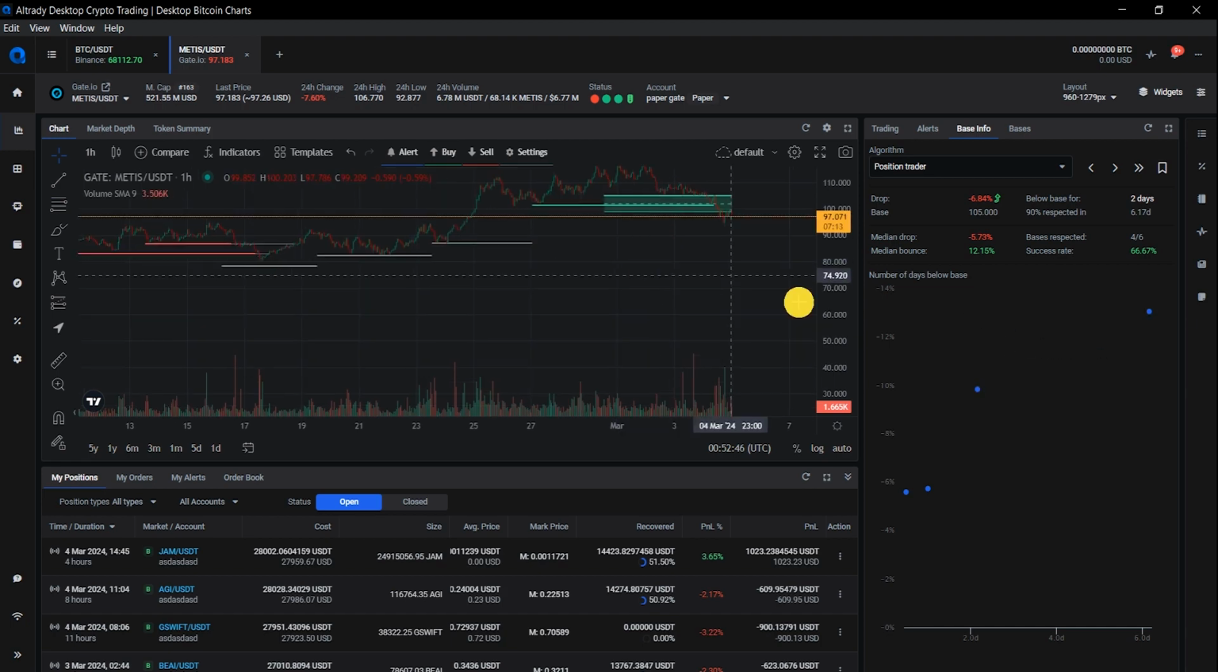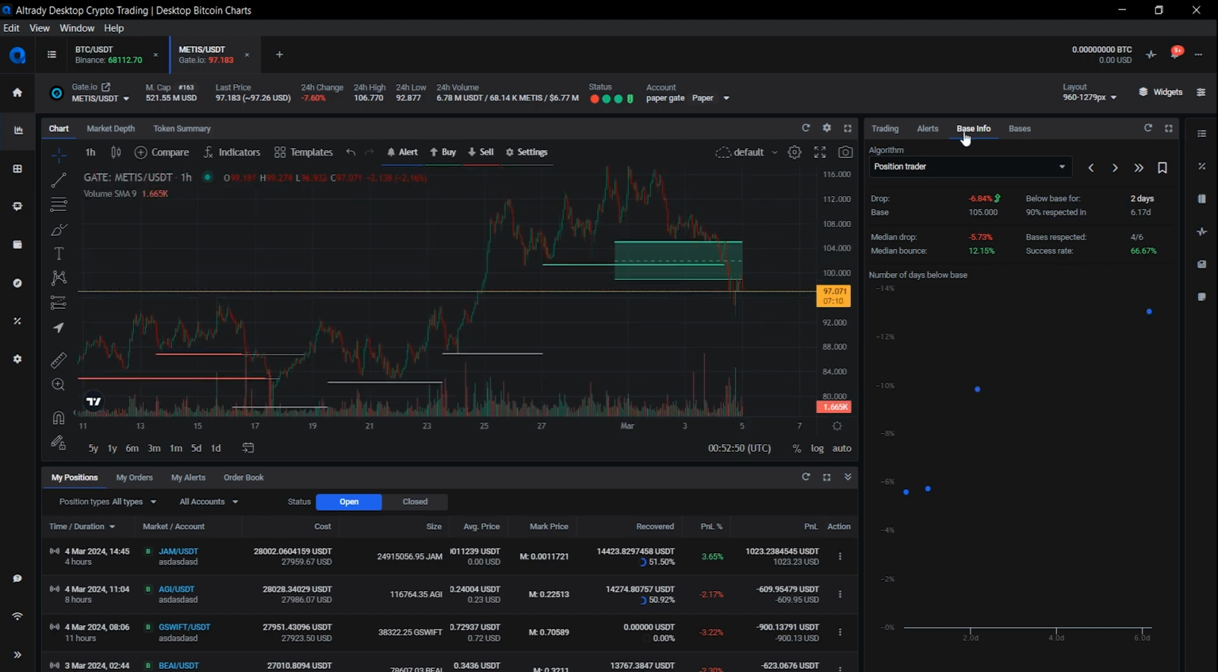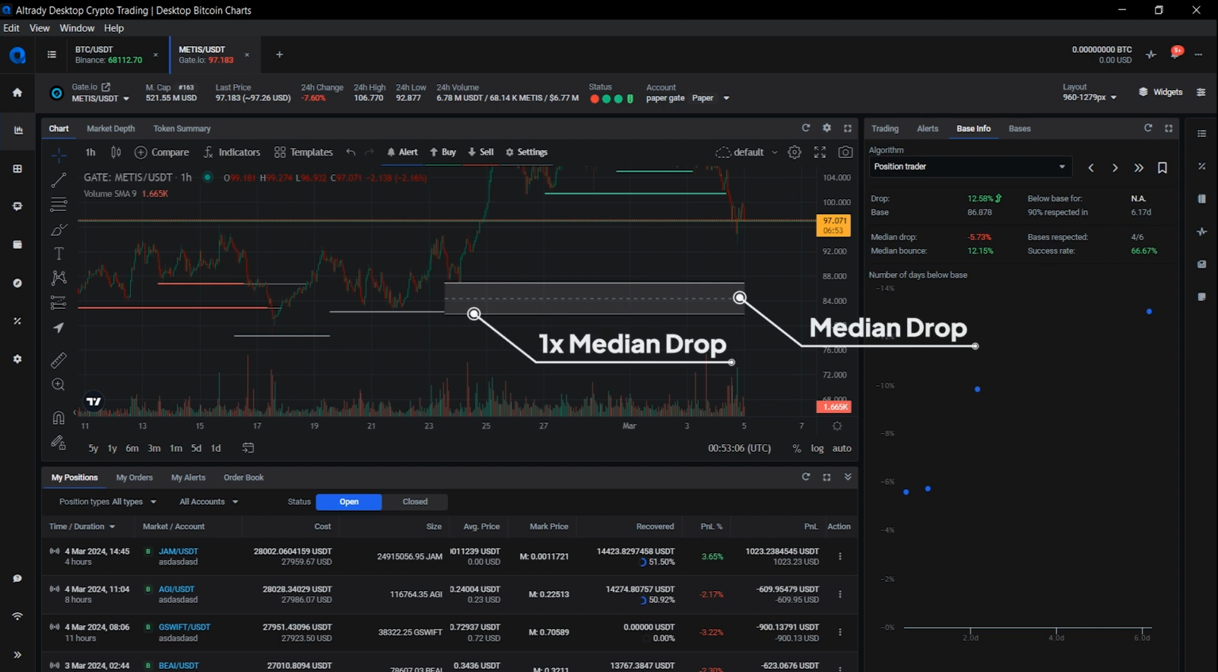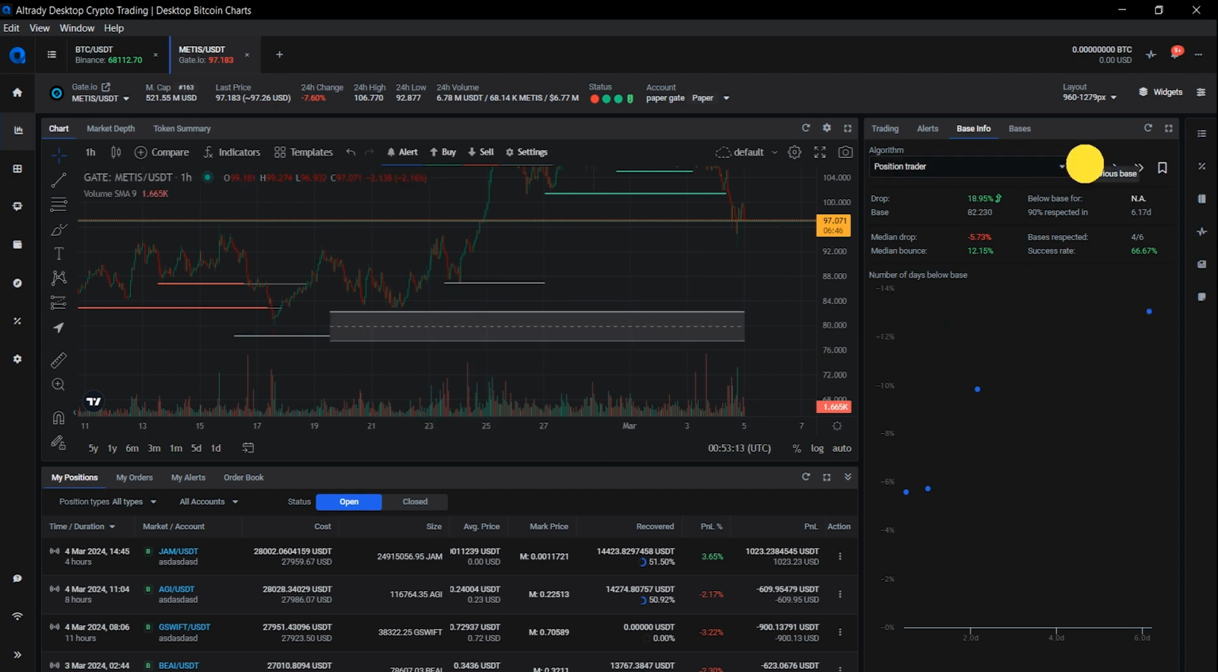If we navigate two bases back using our base info widget with the left arrow key next to the algorithm box, we can see three uncracked bases, with their dashed lines representing the median drop and the solid line below that representing the 1x median drop, respectively. Then, two bases before that, we have two respected bases, and we can see that they are by part of the base being a vivid red color.